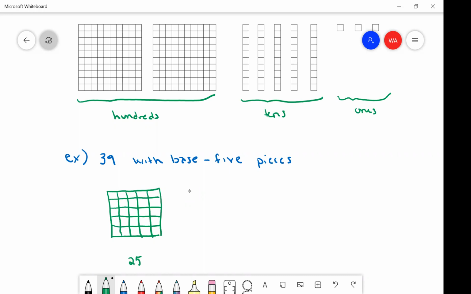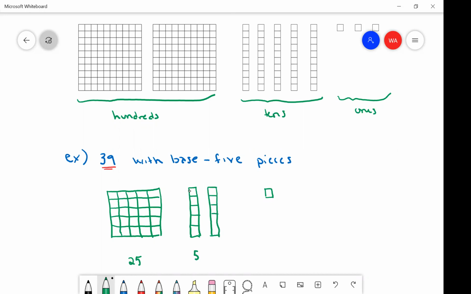Then I could do my longs. So that's my flats. My flats are 5 by 5s. My longs would only have 5 squares in them. And then my little squares are still ones each. So at the moment, what I have here is a 25 and a 5. That adds up to 30. And I want to represent 39, right? So I need another 5 here, because that'll be 35.